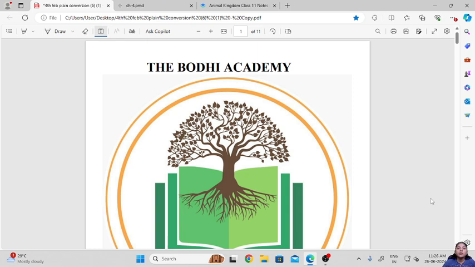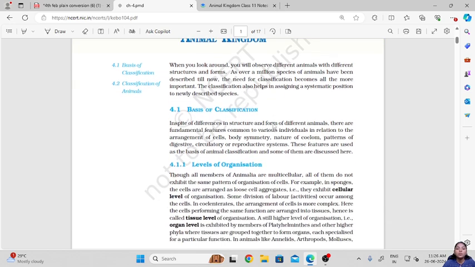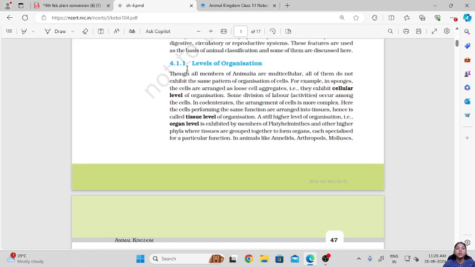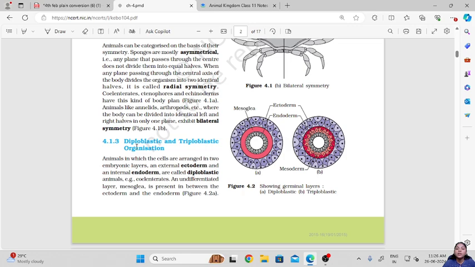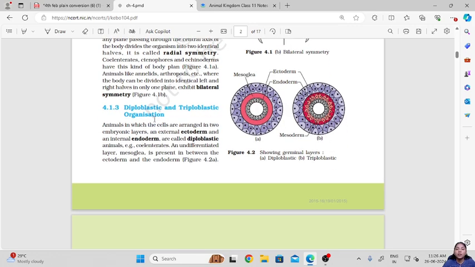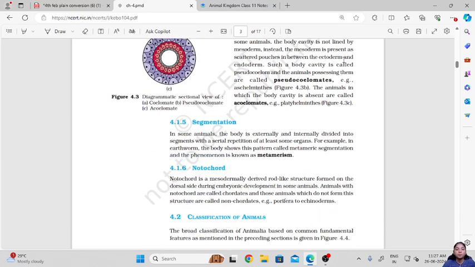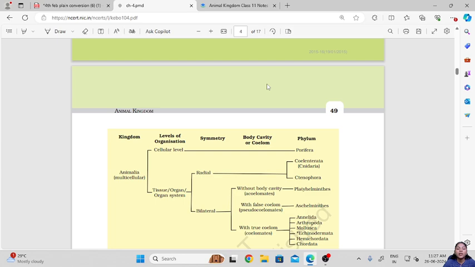In today's video, we will continue the class 11 biology 4th chapter, that is the animal kingdom. So in the first video, we saw the basis of classification, the factors or the characteristics which are used as the basis of classification were level of organization, the symmetry of the organism, and whether they are triploblastic or diploblastic in organization, and also based on the body cavity or the coelom. Now in today's class we will see the classification of these animals based on these characters.